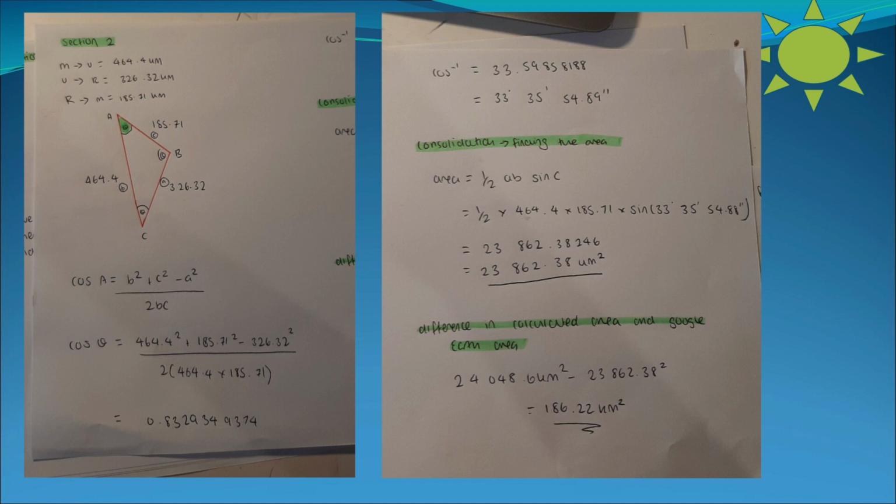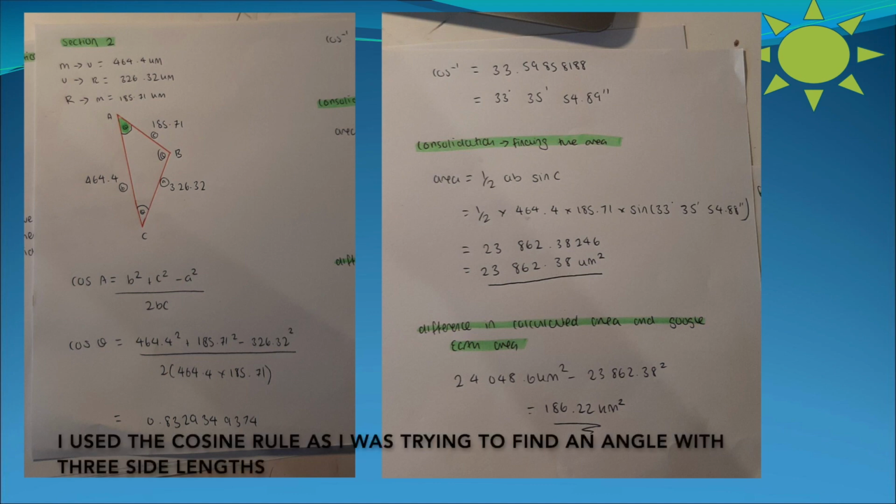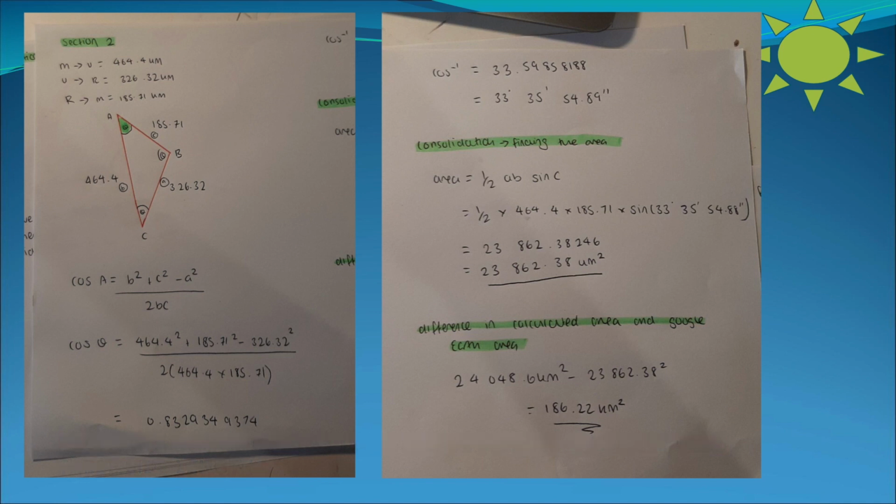So to find angle A, I just did the cosine rule, making sure to be careful what values I was using in terms of A, B, and C. So cos A equals B squared plus C squared minus A squared over 2BC. So substituting the values from the triangle in, making sure to be careful what cos A was, I did 464.4 squared plus 185.71 squared minus 326.32 squared over 2 times 464.4 times 185.71, and I was given a decimal for that.